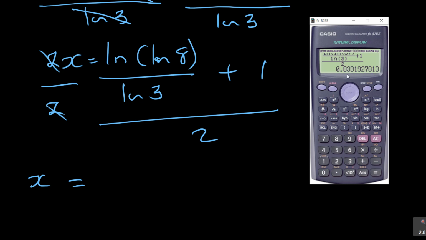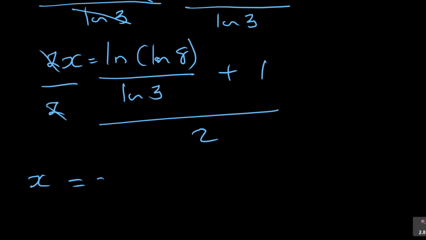That's that, equal to 0.8331, which is 0.833, yes, to 3 decimal places, 0.833. So if I can say 0.833, that is the value of x.